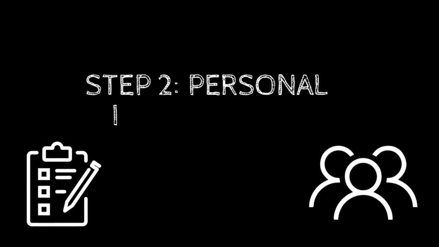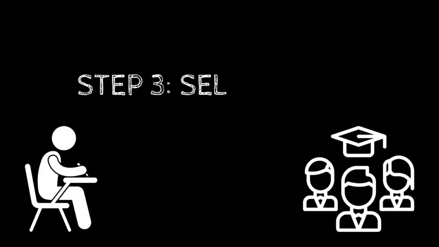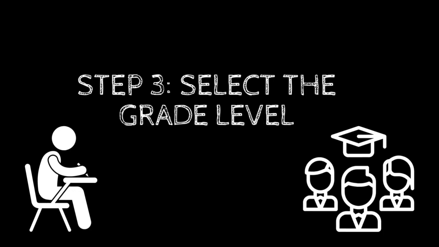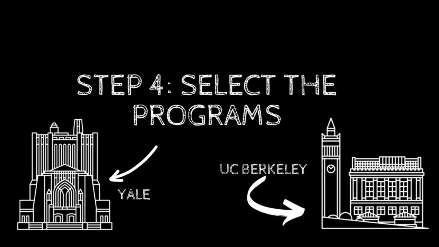Next, fill in your personal information as well as the information of your legal guardian. Select the grade level you will be attending in September. Now it's time to choose the programs you are interested in and the year you would like to attend.